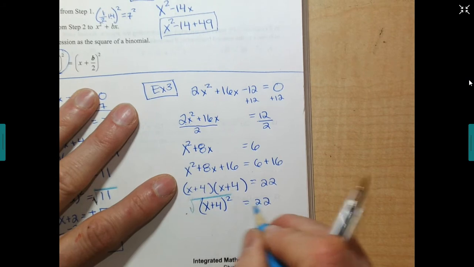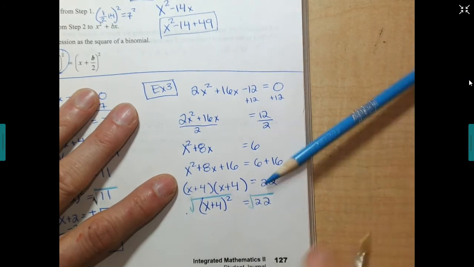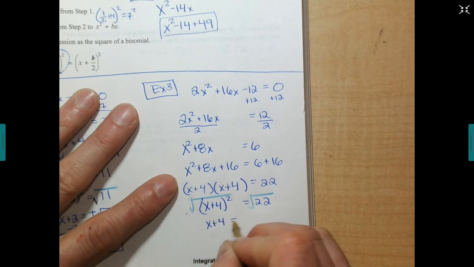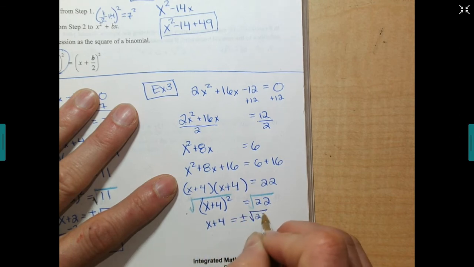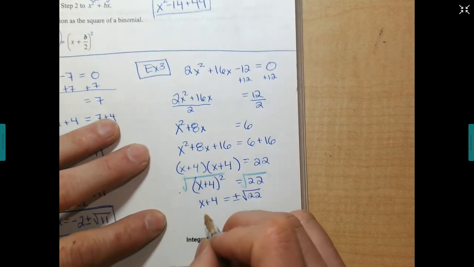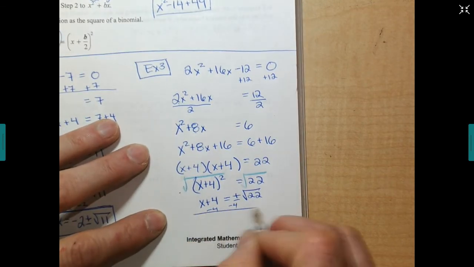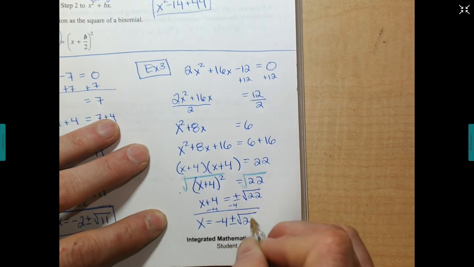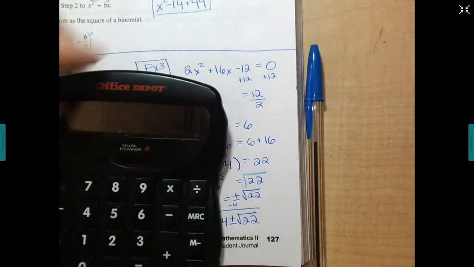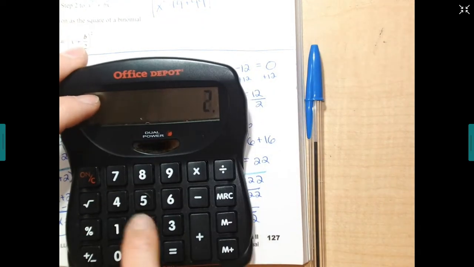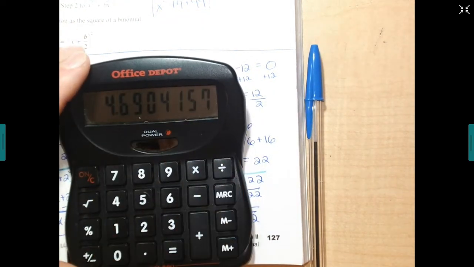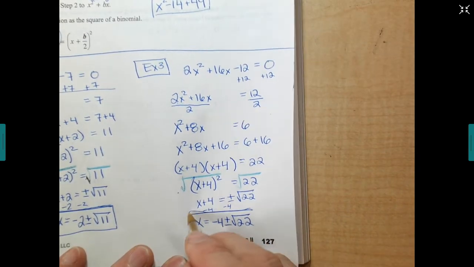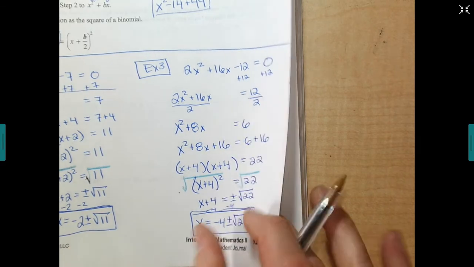Now I could square root both sides, and I get x plus 4 equals plus or minus square root of 22. Subtract 4 on both sides, and I get x equals negative 4 plus or minus the square root of 22. Square root of 22, is that easy? Oh no. Yuck. Irrational. Sorry, don't deal with the irrational. There you go. I just solved it.